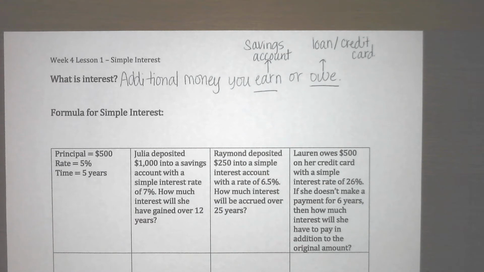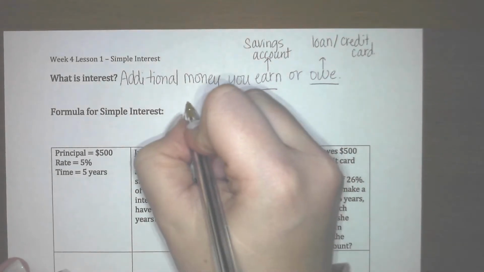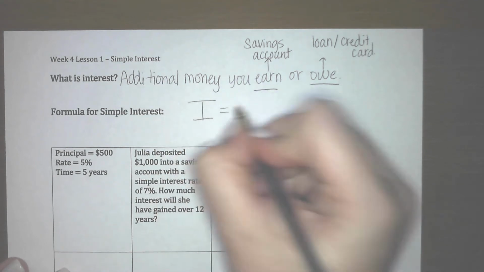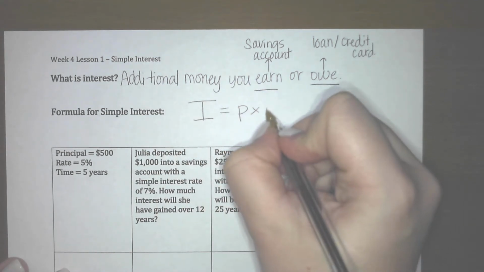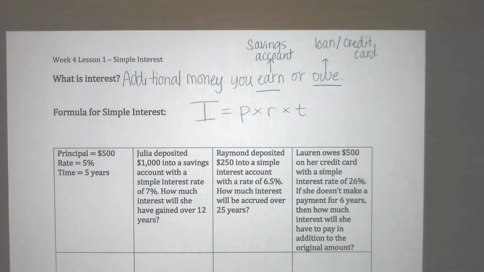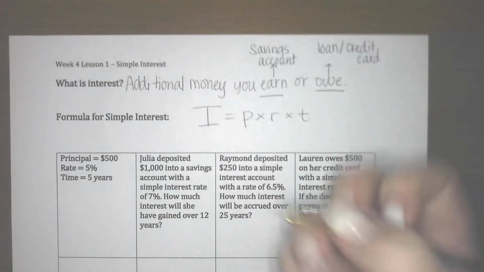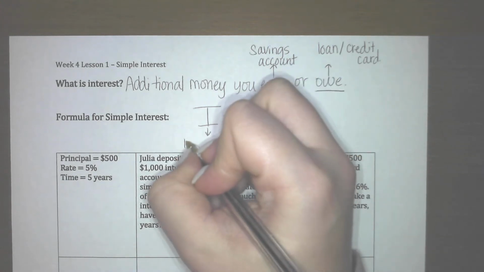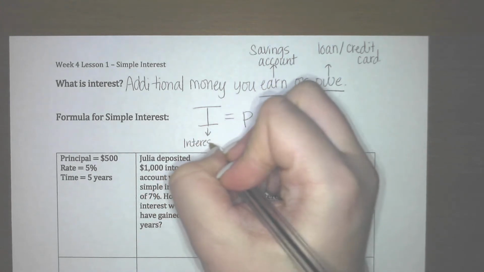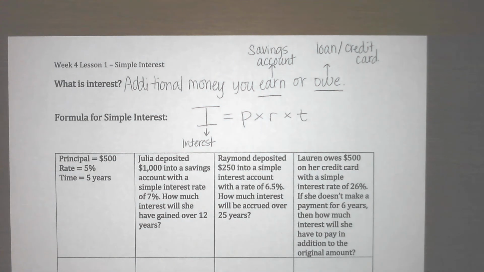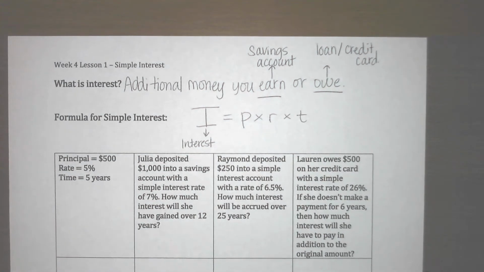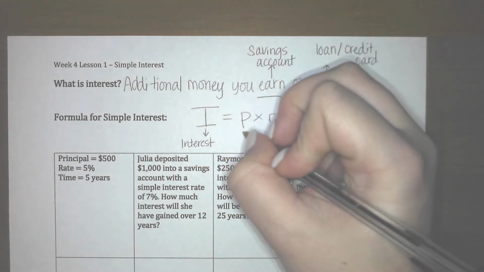So we are going to be calculating simple interest, okay? So the formula for simple interest, write this pretty big, is I equals P times R times T. And you're probably like, what in the world does that even mean? Just a bunch of letters. Well, obviously I stands for the interest, the extra money that you earn or owe. And you can pause the video if I'm moving too fast.